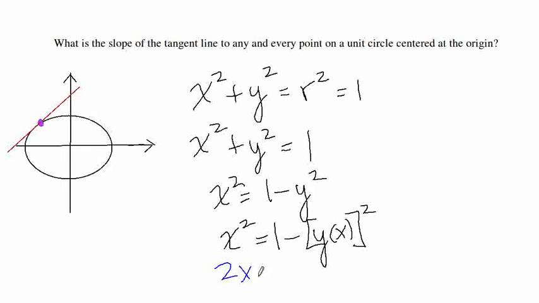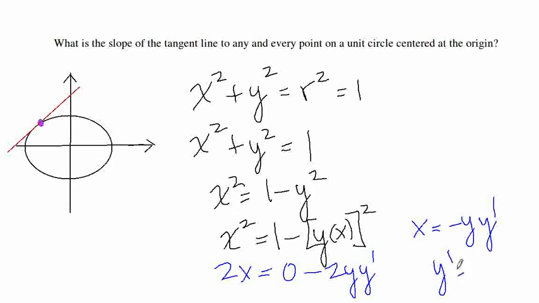So 2x equals 0 minus 2y prime. Okay, and let's now solve for y prime. First, let me divide both sides by 2. So x equals minus y prime. So y prime equals minus x over y. See that? We solved for the derivative without knowing or caring what the expression equal to y is in terms of x. That's the power of what we call implicit differentiation. Okay? Let's do one last example.